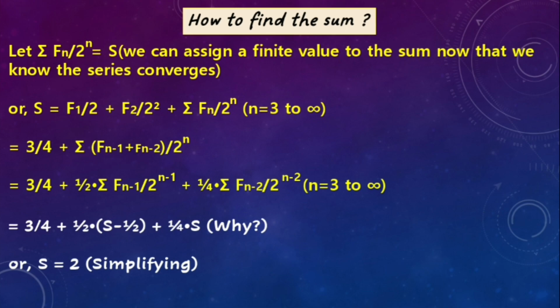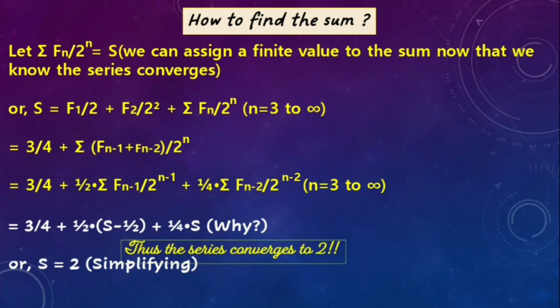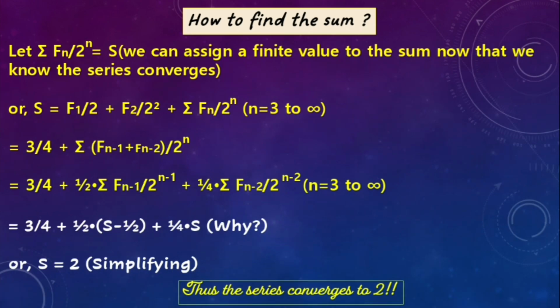Why is that? That's a very easy thing. You can post it in the comment section if you want. And then simplify both sides and you will get s equals 2. So we have found our converging value for the series. So the summation as n goes from 1 to infinity of Fn upon 2 to the power n will be simply 2. So it converges, and it converges to 2.